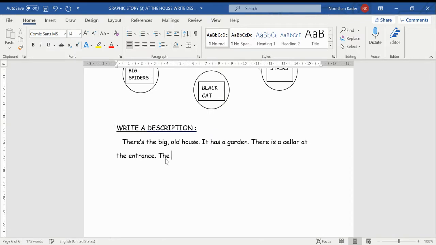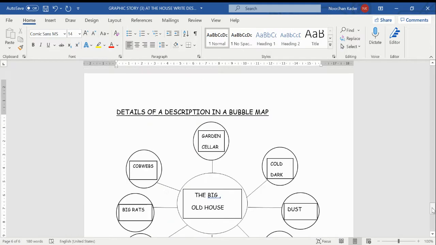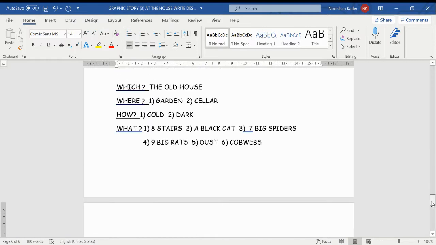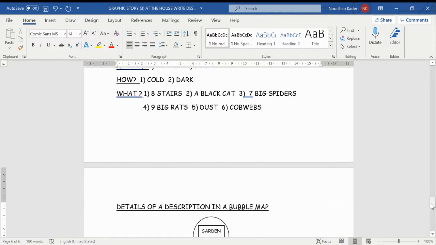So you can write the cellar is cold and dark. Or you can write dark and cold. But I think it will be better to write cold and dark, because when you go in, you can feel, then you can see. Okay, the cellar is cold and dark. So we've already answered how. Now we are going into what.